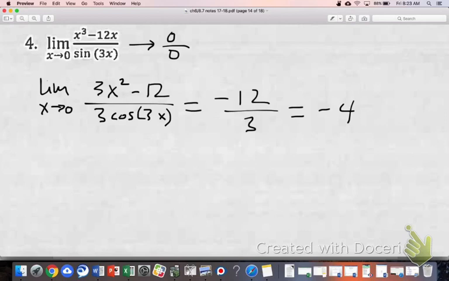So if you got negative 12 for a final answer, that probably means that you forgot to do the chain rule when you did the derivative of sine of 3x. Obviously, easy for you guys to fix that, but hopefully that worked for you. You guys have any questions?